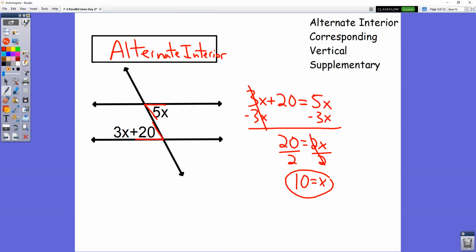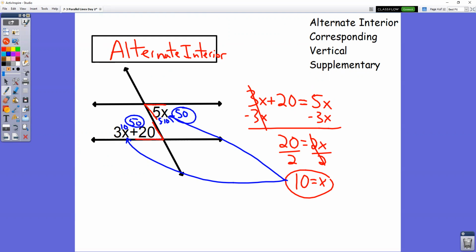Now, 10 is not the size of the angle. We now need to take that 10 and sub it back in, just like we did earlier on in the chapter to find the angles. So instead of 5 times x, we have 5 times 10, which is 50 for this angle. Instead of 3 times x, we have 3 times 10, which is 30, plus 20 is 50.